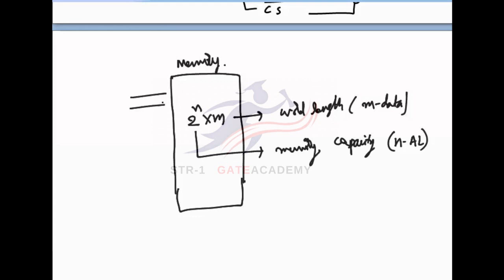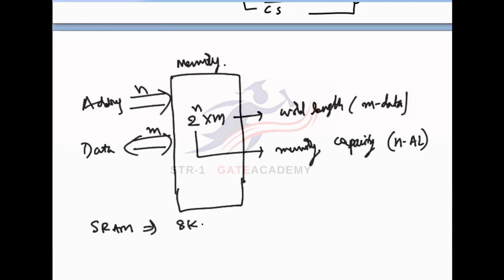So it requires address bus and data bus. This is data and this is address. How many address lines? N address lines. How many data lines? M data lines. Suppose SRAM capacity is 8 kilo by 8. Then we require the number of address lines and the number of data lines.